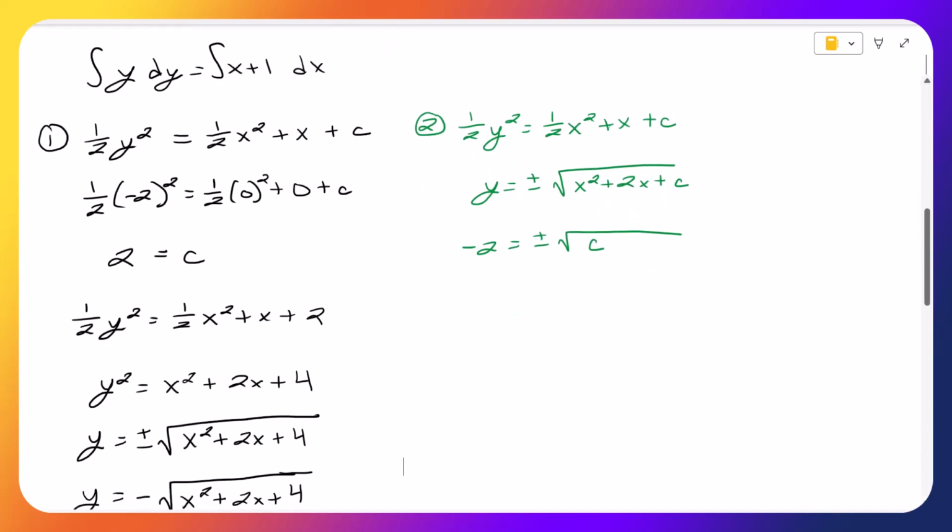And then how do we get rid of the square root? Well, we square both sides. And we get c equals 4. And notice I didn't put a 2c there. I didn't multiply the c by 2 because it's just a constant, and I end up getting the same thing as this.